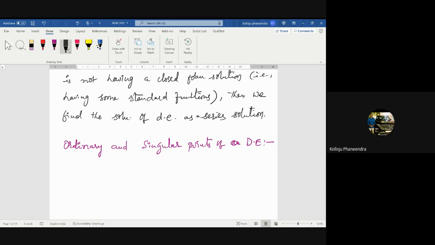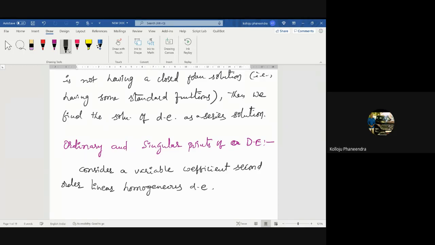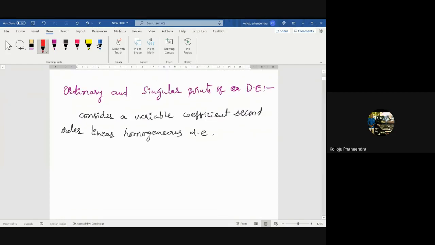What is the theory here? First thing, these are the short questions. Definitely there will be a short question in this topic. Consider a variable coefficient, in particular, say I'm considering second order linear and homogeneous differential equation. This is also important. Second order homogeneous differential equation type: some coefficient into second derivative, some coefficient into first derivative, some coefficient into y, equal to 0. Remember, variable coefficient first part, and second order, linear and homogeneous.